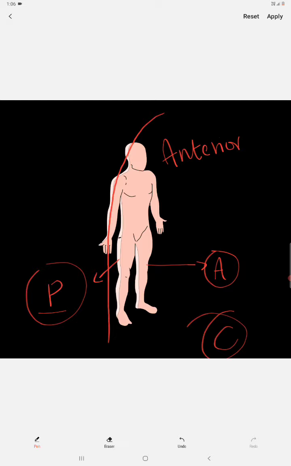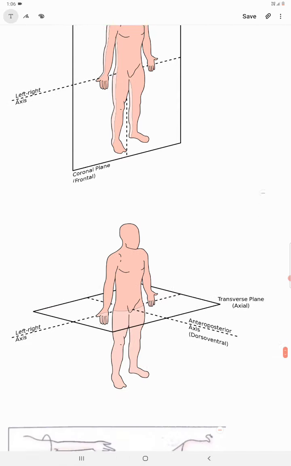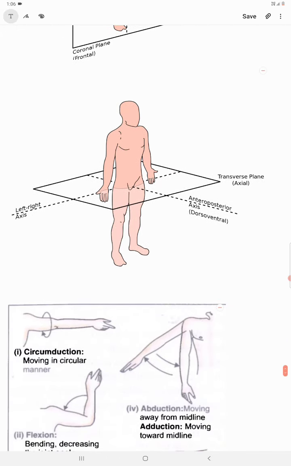This is the coronal plane, and yes, we can see in the diagram the left-right axis is divided, and also craniocaudal. Cranio means head and caudal means tail. Okay, the topmost portion is called the cranium, and the caudal portion means towards the legs. Okay, and this is the coronal plane. And coming to the other plane, yes, this is the transverse plane. You can see the body is divided into the upper half and the lower half in this position.